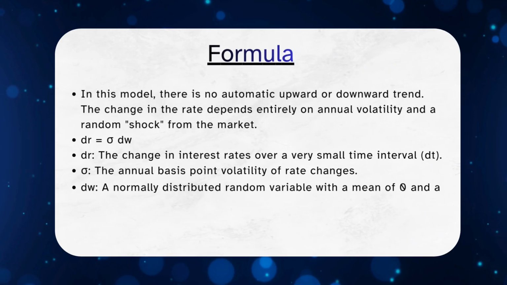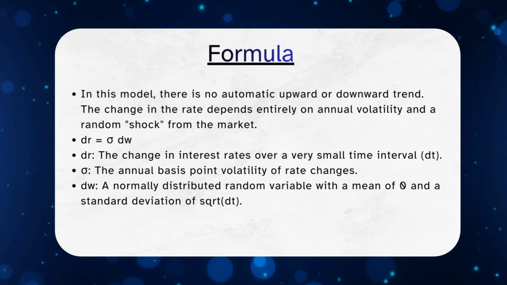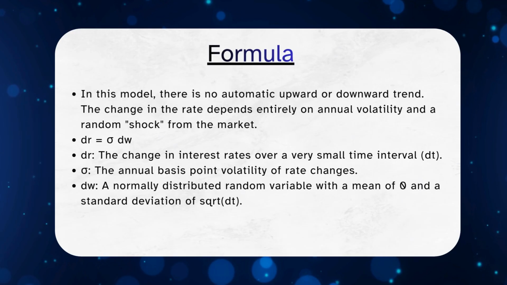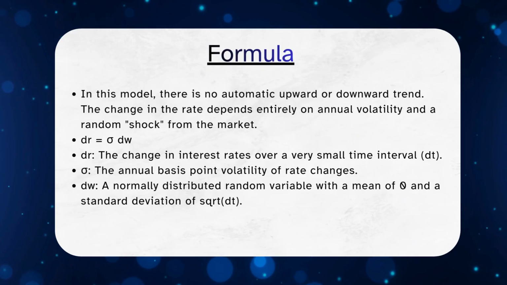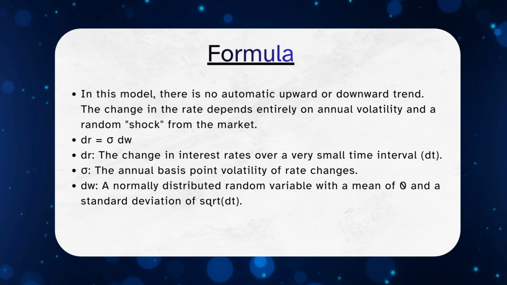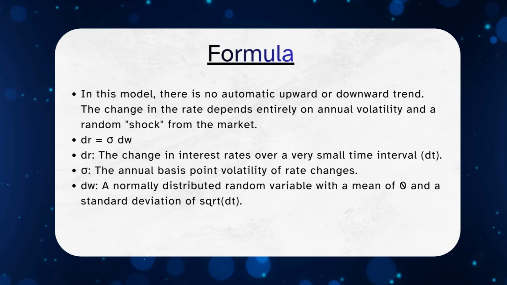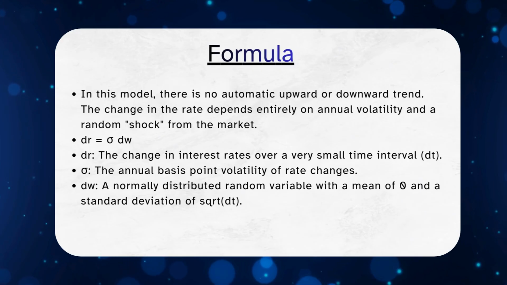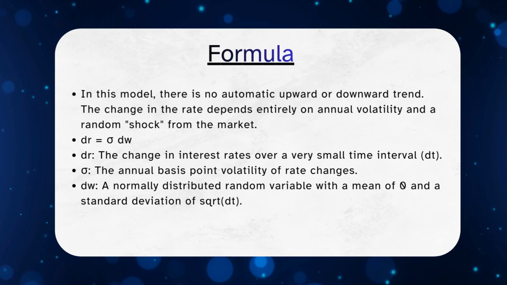To understand how interest rates evolve, we start with Model 1. This is the simplest framework for predicting the movement of short-term rates. It assumes there is no drift, meaning there is no automatic upward or downward trend over time. Instead, the rate follows a random walk, where the change, denoted as dr, is calculated by multiplying the annual volatility, sigma, by a random variable, dw. This random variable follows a normal distribution with a mean of 0 and a standard deviation equal to the square root of the time interval, dt.